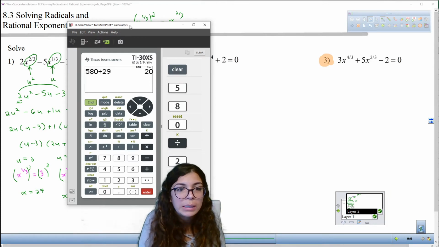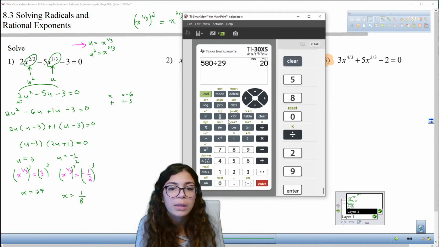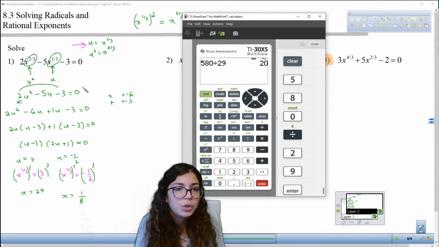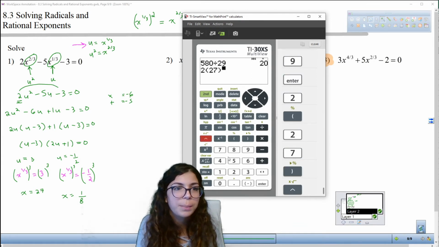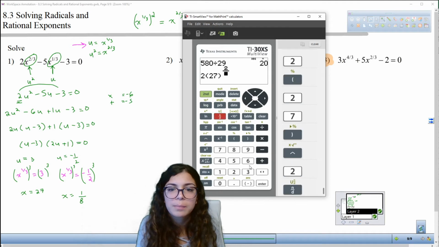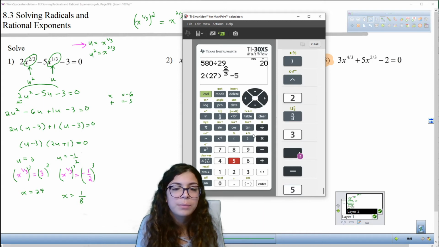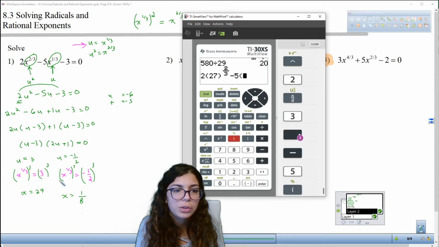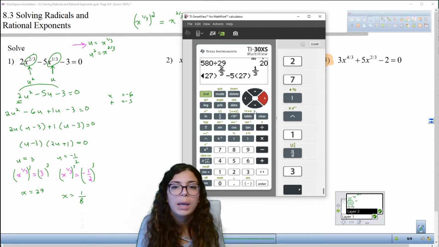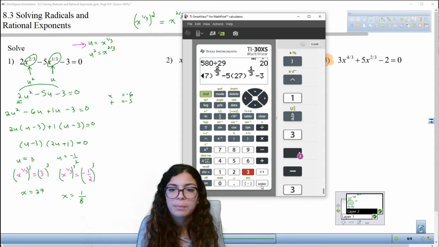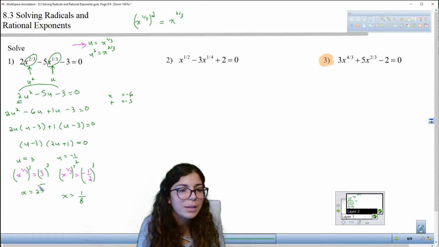And I'm going to be a little lazy and just plug it all into my calculator. So we have 2 times x, which I'm going to check 27 first, to the power of 2/3 minus 5 times x, which again is 27 to the power of 1/3 and minus 3. We got 0, so this is a good and valid solution.